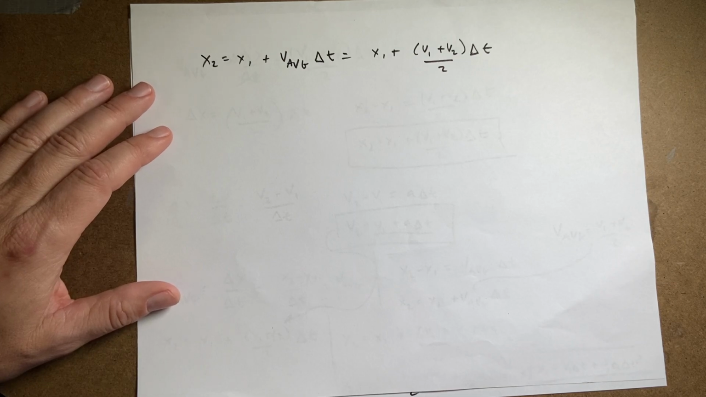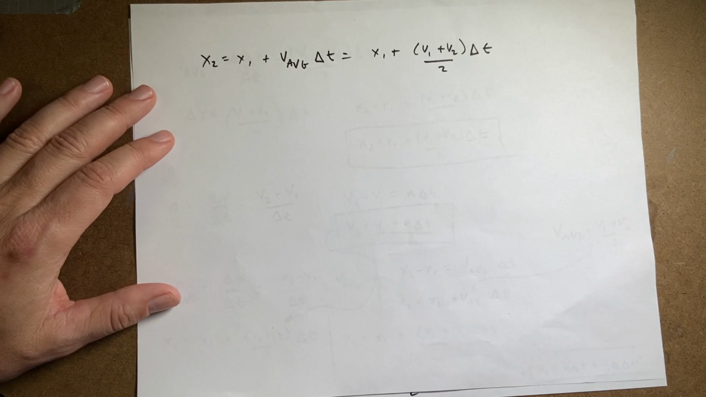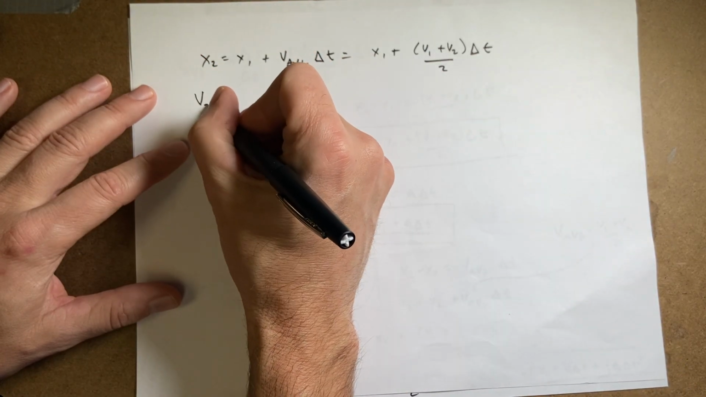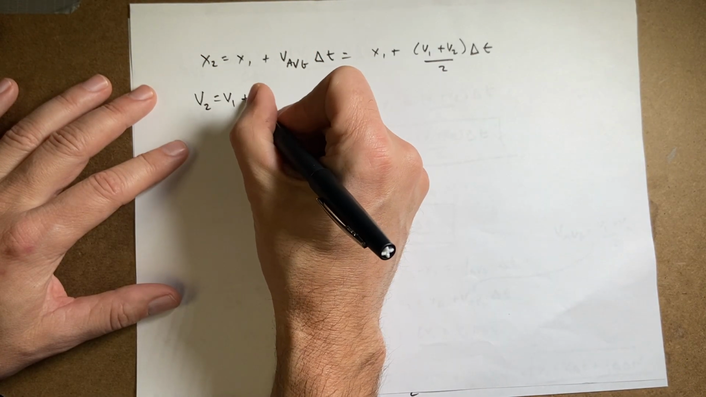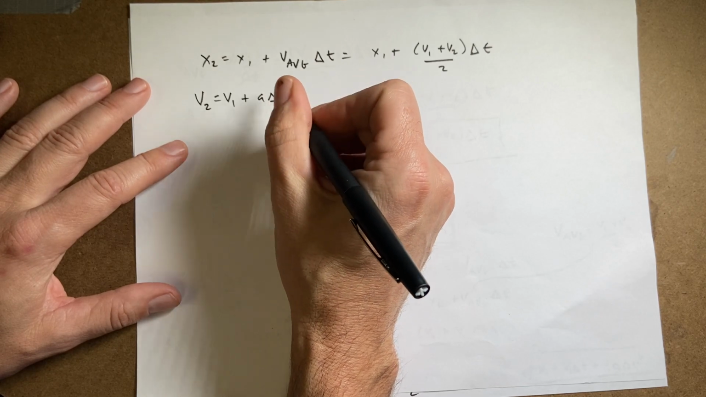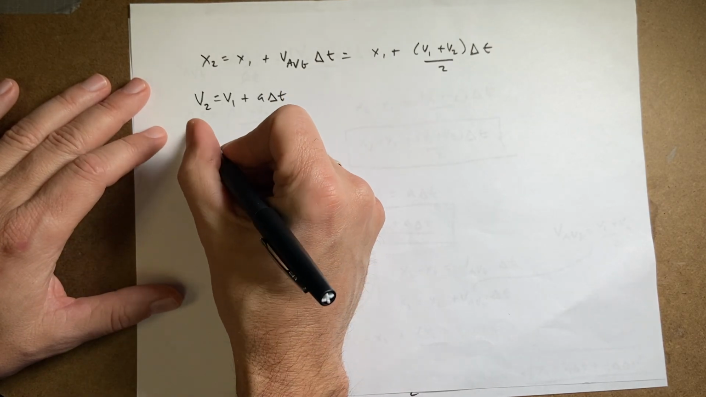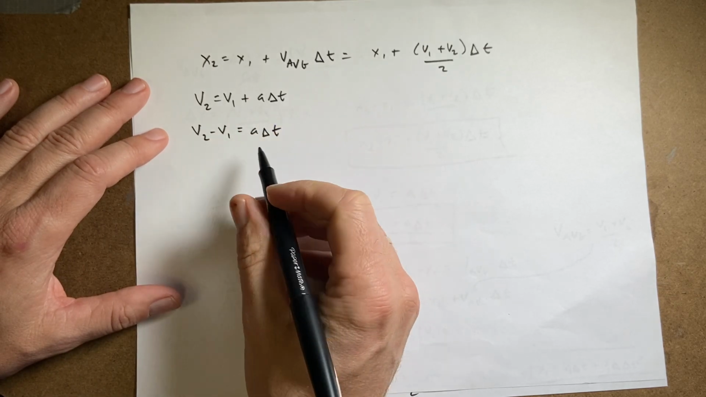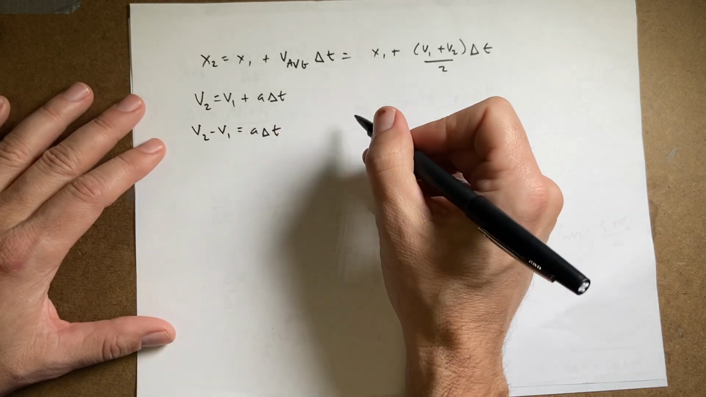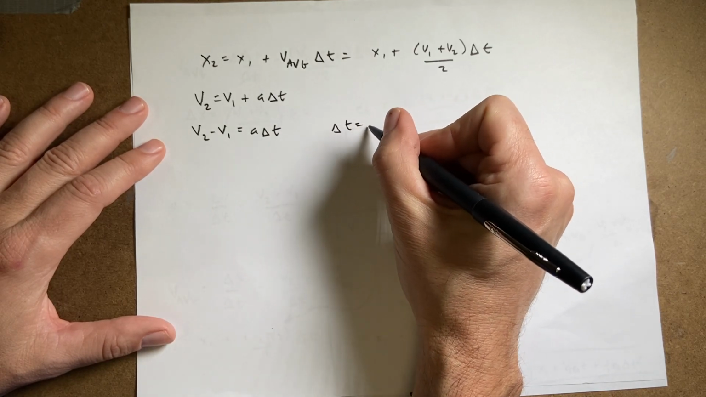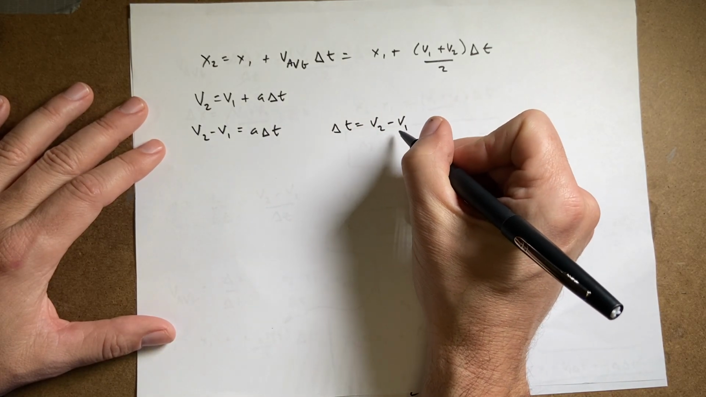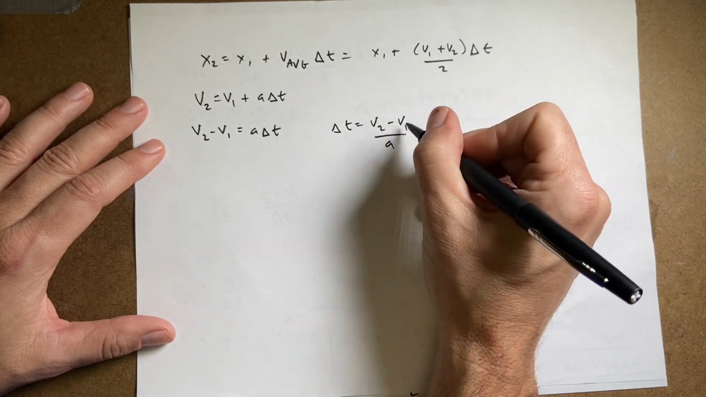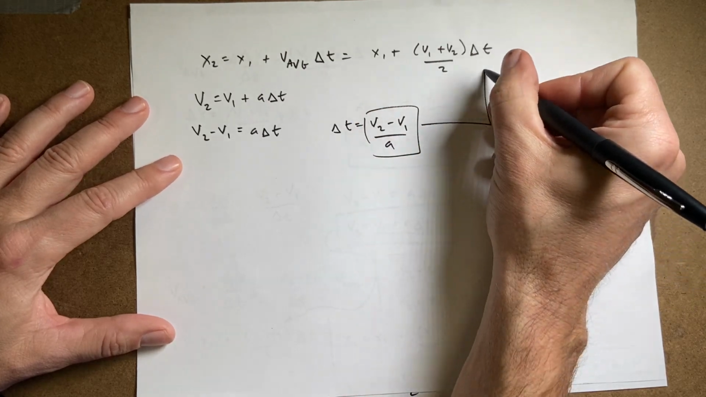Okay, so I want to eliminate the delta t. So what if I take this equation, v2 equals v1 plus a delta t. I'm going to subtract v1 from both sides. I get v2 minus v1 equals a delta t. Now I'm going to divide both sides by a, and I get delta t equals (v2 minus v1) over a. Now I can take this and put it in up there.